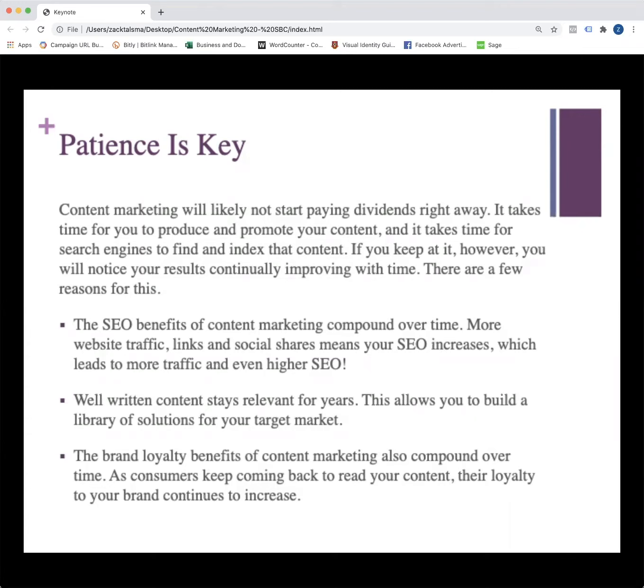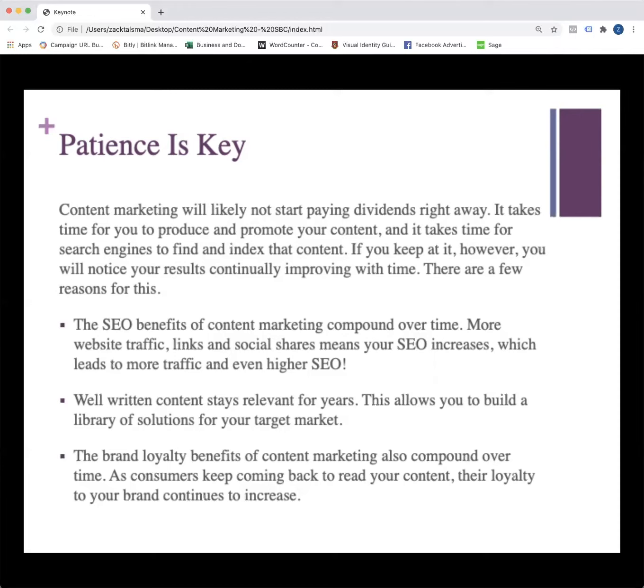And then also, if you write the content well and you write it so that it's relevant for the next 5 years, the information is as good today as it will be in a couple of years. This allows you to build a library of solutions that are equally as relevant, and then you don't have to spend any more time on it. So yes, it's going to take you a few hours to write a good blog, but that blog will then be relevant tomorrow, next month, next year, even maybe 5 years down the road.